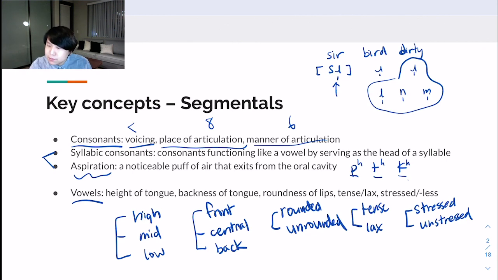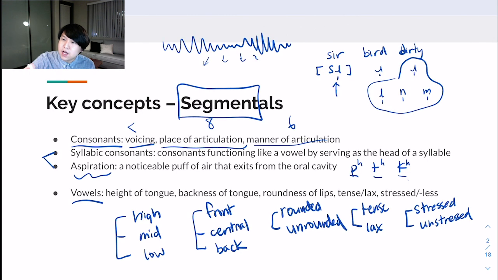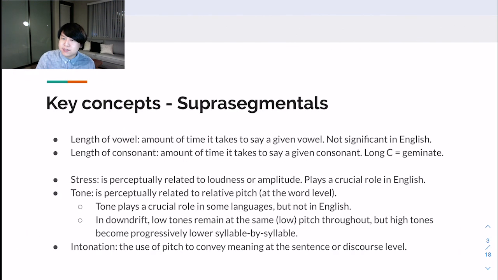We're going to learn about stress later. So these are the key concepts of segments. When you hear a speech sound, it's a continuous auditory sound, but in phonetics, we divide those sounds into a sequence of segments. They can be either consonants or vowels. And there are phenomena that happen above these segments, which are called suprasegmentals.